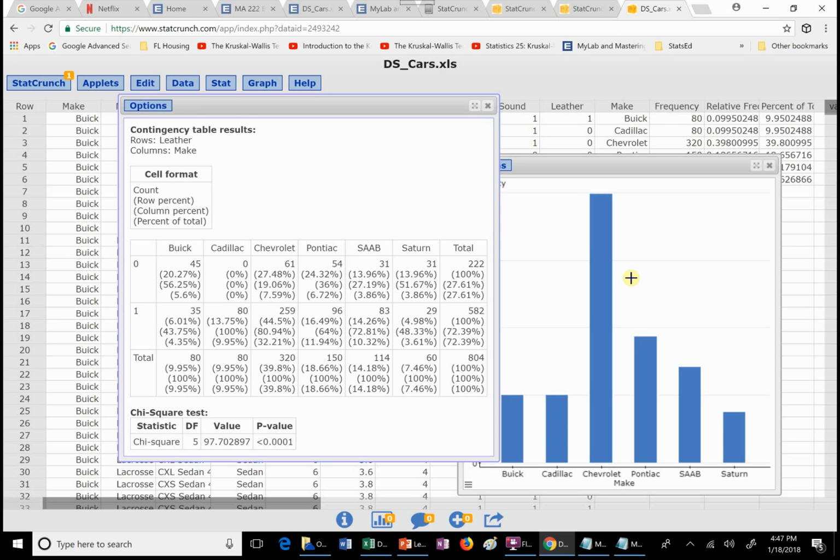20% of Buicks have cloth or don't have leather. 20% of the total cars are Buick and they don't have leather. No. Okay. Anybody else?